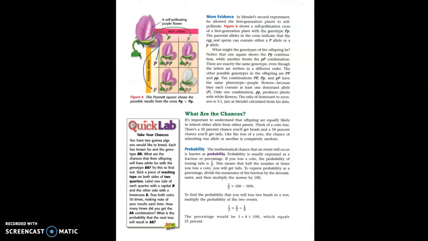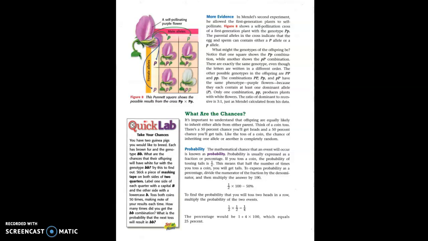The combinations big P big P, big P little p, and little p big P have the same phenotype, purple flowers, because they each contain at least one dominant allele, the big P. Only one combination, little p little p, produces plants with white flowers. The ratio of dominant to recessive is 3:1, just as Mendel calculated from his data.